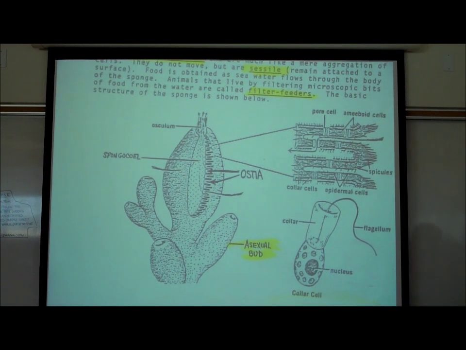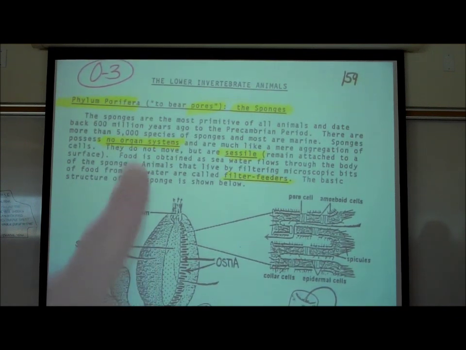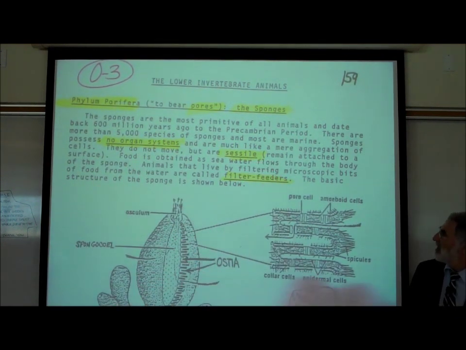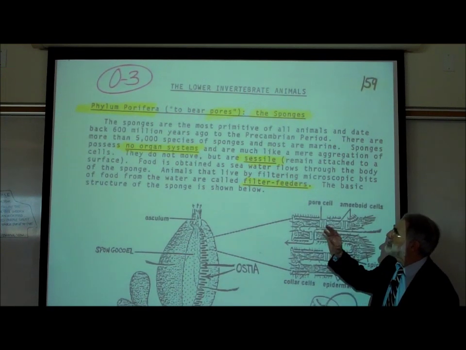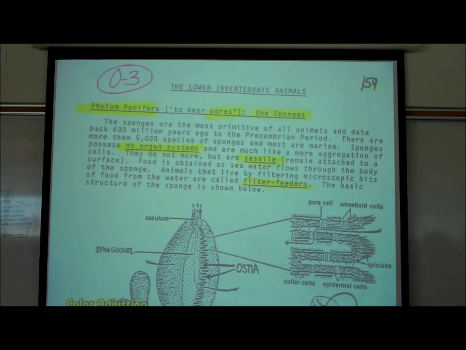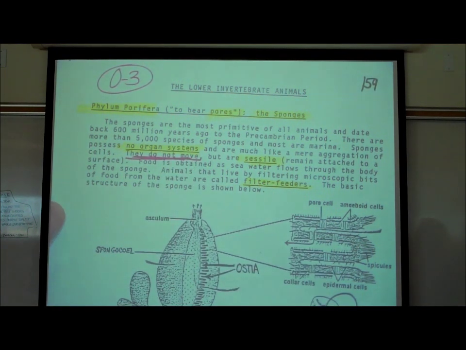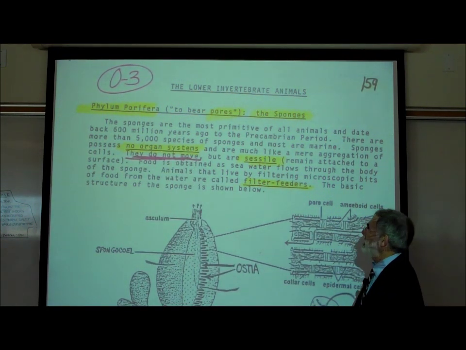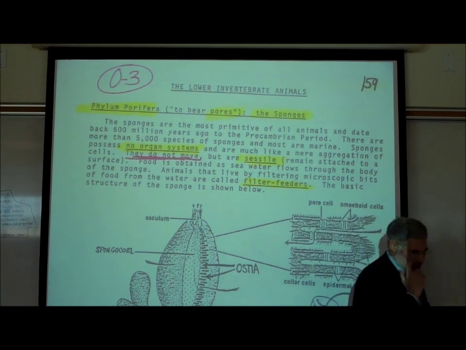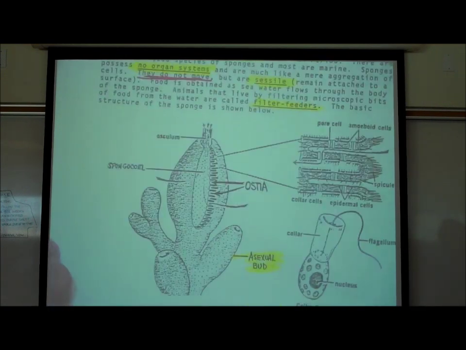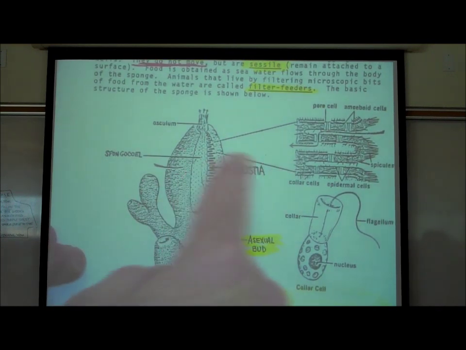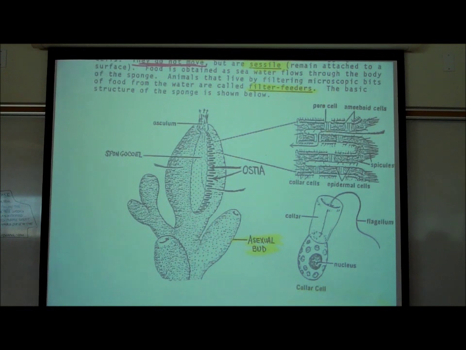Very, very primitive animals. They have no organ systems. They are sessile. What does sessile mean? Sessile means they don't move. They simply stay in place. They're stationary. They do not move. There it is. They're sessile or stationary. And they are filter feeders. They filter the water. Now, in this picture, it just shows how water flows in through these openings or pores of the sponge, and it filters food out of the water, and that's how it lives.